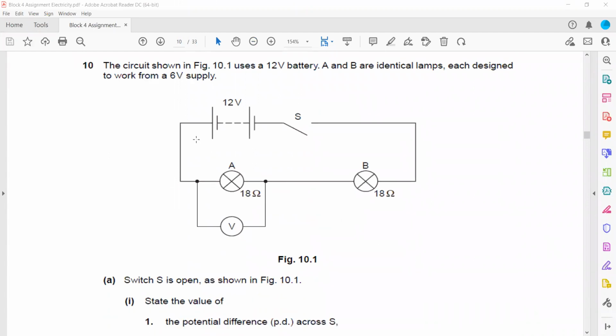Then, the circuit shown in figure 10.1 uses a 12-volt battery. So look, the two lamps are connected in series. A and B are identical lamps. Each is designed to work for 6 volts. So this is a 12-volt supply. Two lamps are connected in parallel, sorry, in series. So each will receive 6 volts. This is also because they have the same resistance. If the two lamps have the same resistance, equal voltage will drop across them.